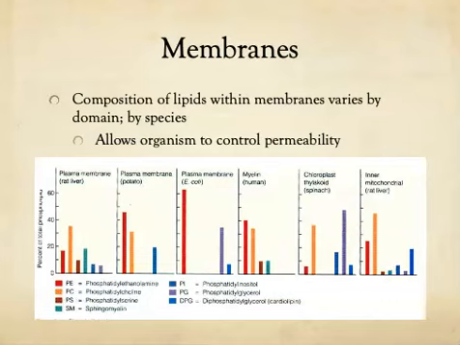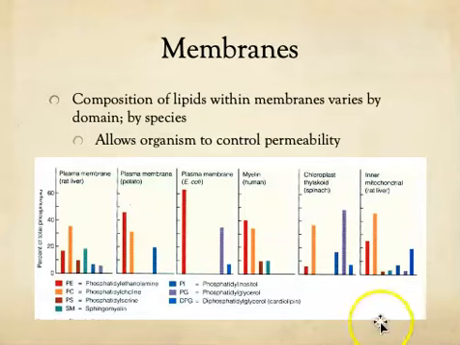Now, why do we care about this? Why do we care about the fact that some phospholipids have these little extra groups attached to them? Why do we care that there's a molecule called sphingomyelin that, for all intents and purposes, looks like a phospholipid, but is structurally different from a traditional phospholipid? Well, the reason we care is because these structural variations allow for the composition of lipids inside of membranes to vary quite a bit from species to species and from domain to domain.